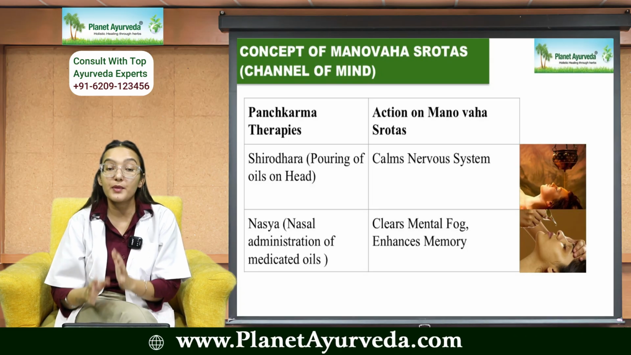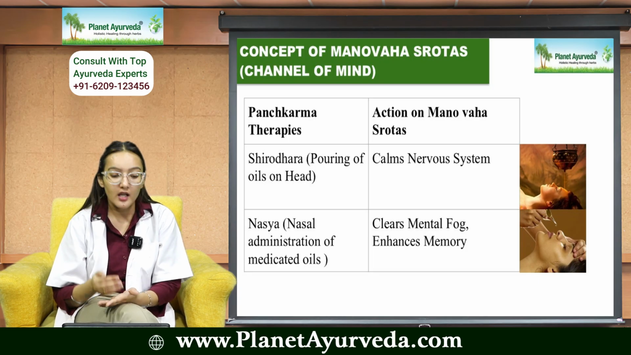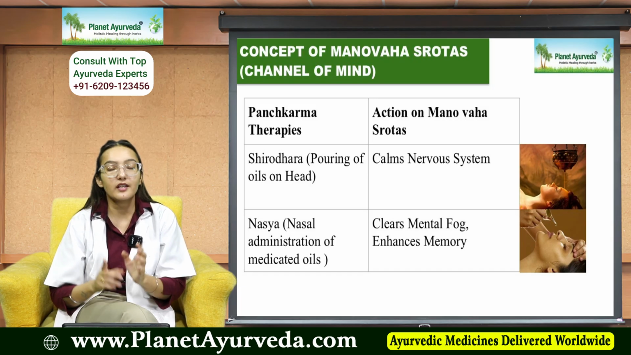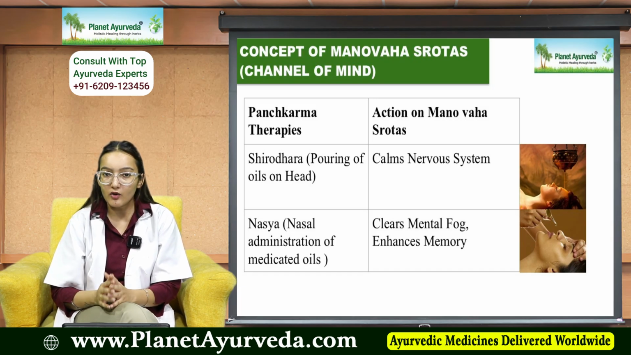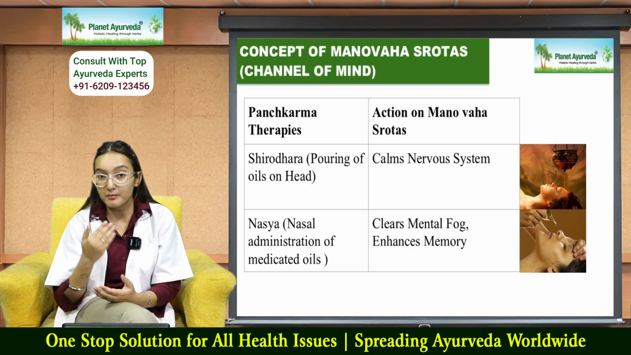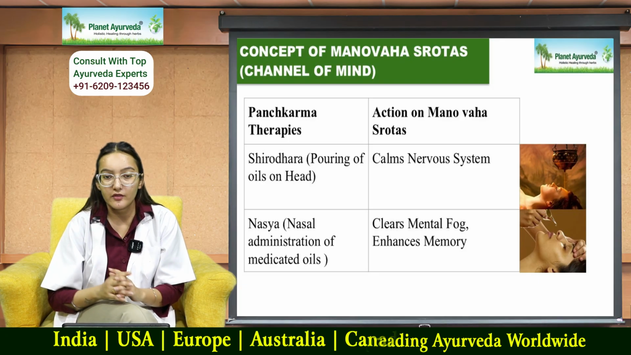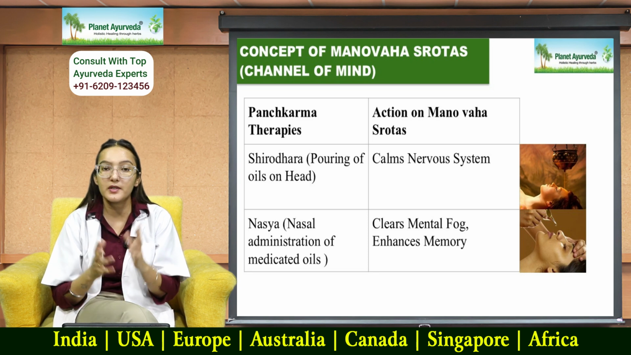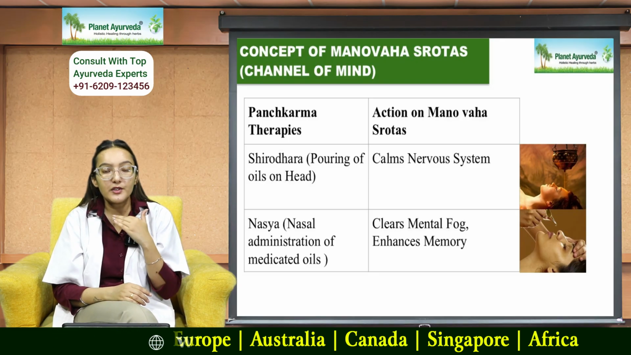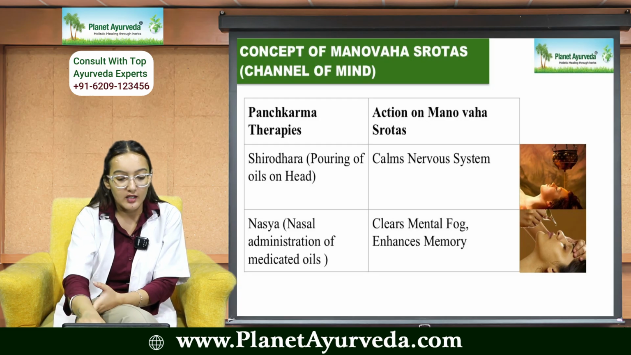Shirodhara and Nasya are the Panchkarma therapies that are really very good to calm the vata dosha, the nervous system. Shirodhara, pouring of oils on the head, will calm the nervous system. Then there is Nasya, nasal administration of medicated oil. It will clear the blockages, it will clear the mental fog, it will enhance the memory too. And for all kinds of mental disorders, Nasya is very effective. Nasa hi shiraso dwaram. You must have heard about this. Whatever is related with our head will be sorted by Nasya, the nasal administration of medicated oils.